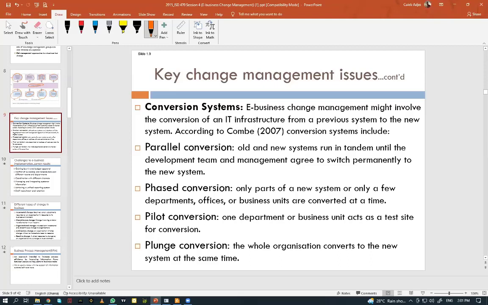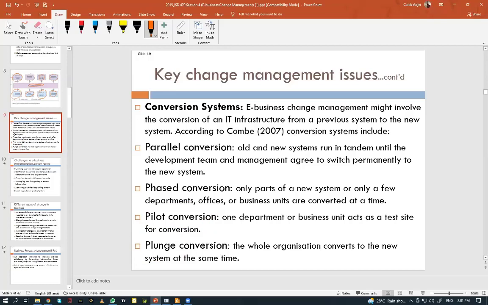We have what we call the conversion system. To introduce change, there is what we call the conversion system. So e-business change management might involve the conversion of an IT infrastructure from a previous system to a new system. According to Combe, conversion systems include the parallel conversion, the phase conversion, and the pilot and the plunge conversion. Let's take them one by one.